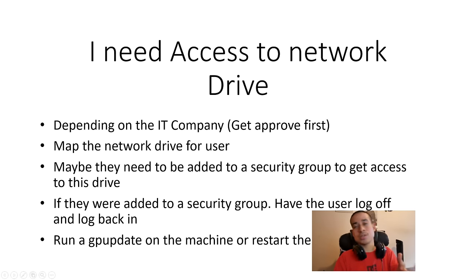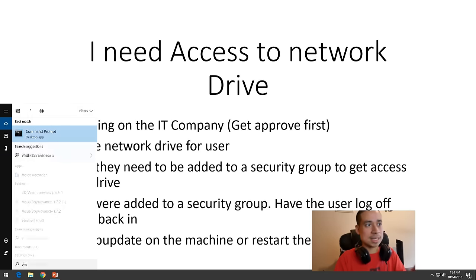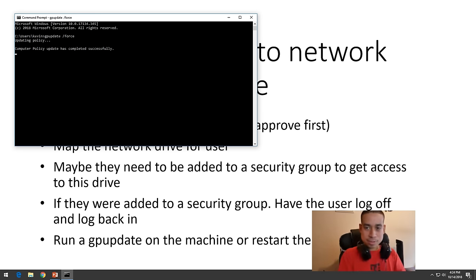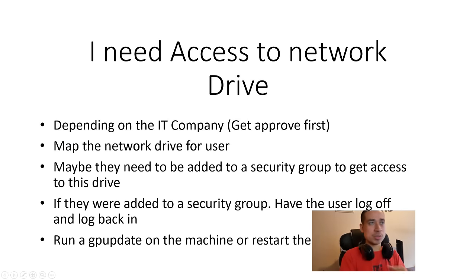When you give someone access to a security group, they have to do a GP update on their computer. So you would go to the command line and run gpupdate /force. It updates the policy and grabs the fresh policy that you just pushed in, and it gives them access to that share drive. Then they would have to log off and log back in, or restart their computer. It's the same thing. Restart the computer, and then they should have access to that S drive or whatever. And that's pretty much it.